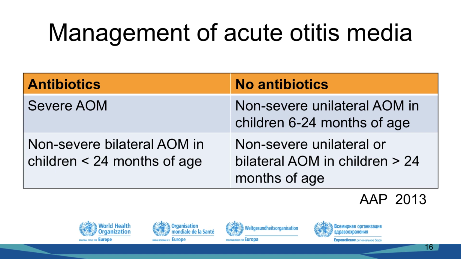The 2013 American Academy of Pediatrics guidelines recommend using antimicrobials in the following scenarios: severe otitis media, including moderate to severe otalgia lasting for greater than 48 hours, or fever greater than 39 degrees Celsius. This includes those with bilateral or unilateral disease. They also support the use of antimicrobials for patients with non-severe bilateral acute otitis media in children less than 24 months of age. The guidelines recommend clinicians consider observation with close follow-up based upon shared decision-making with parents for children ages 6 to 24 months with non-severe unilateral acute otitis media and for children greater than 24 months of age with non-severe unilateral or bilateral acute otitis media.